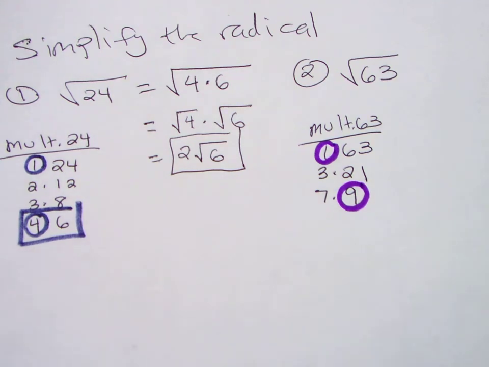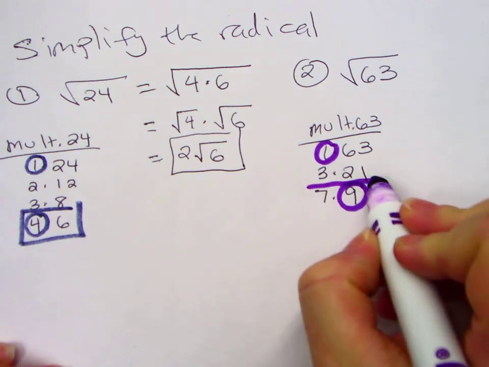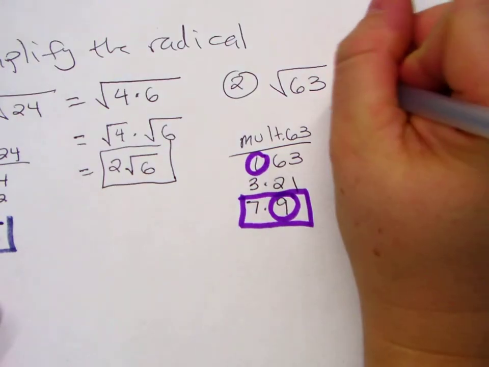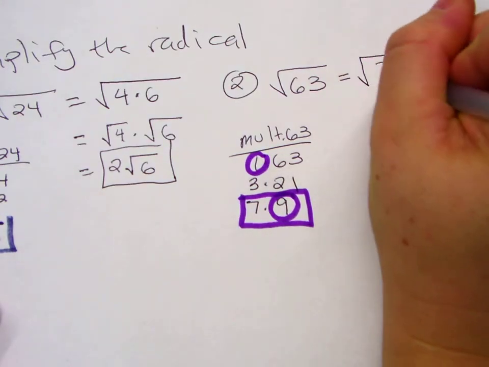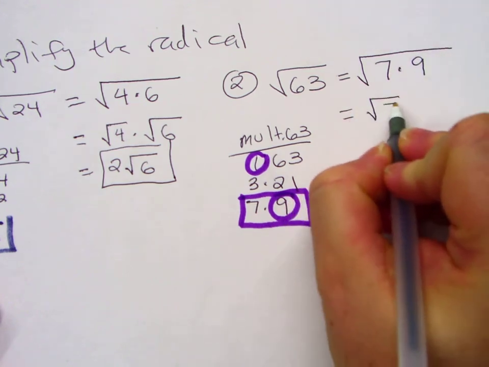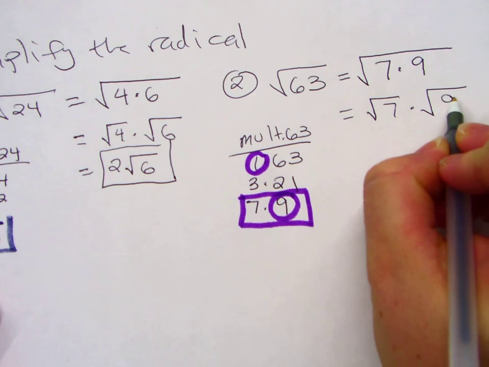Take your time with this. You don't want to lose them. All right, so 9 is the bigger one. So that's the one we're going to use. 7 and 9. So I'm going to rewrite 63 as the square root of 7 times 9. Break it up into its own radical. They each get their own little house.